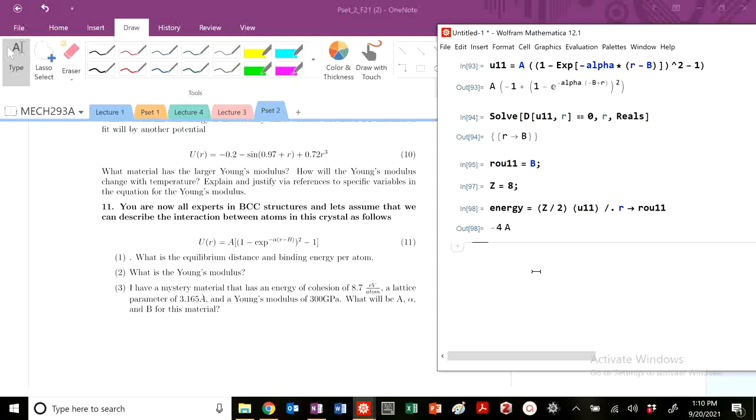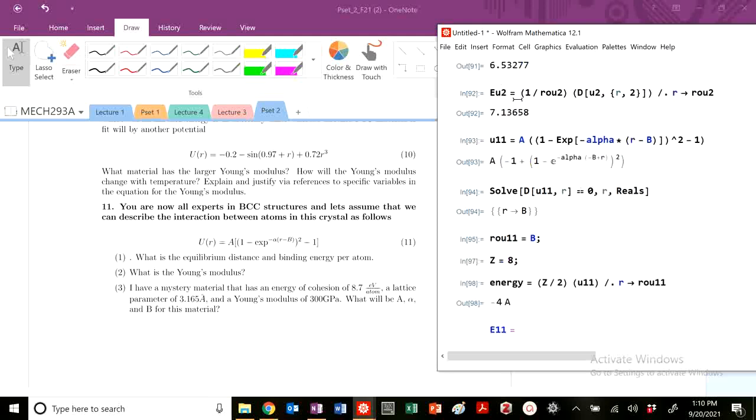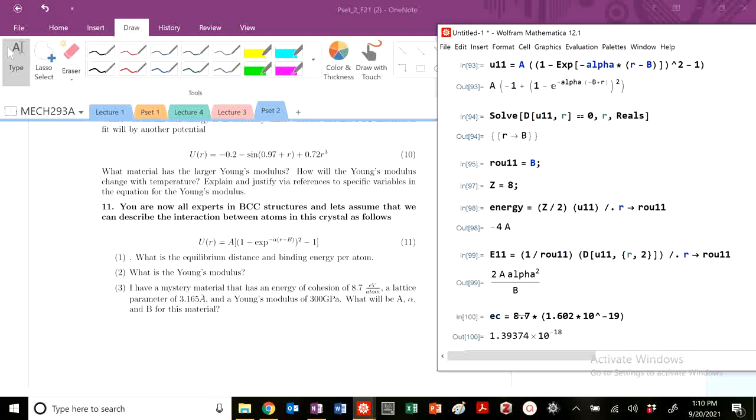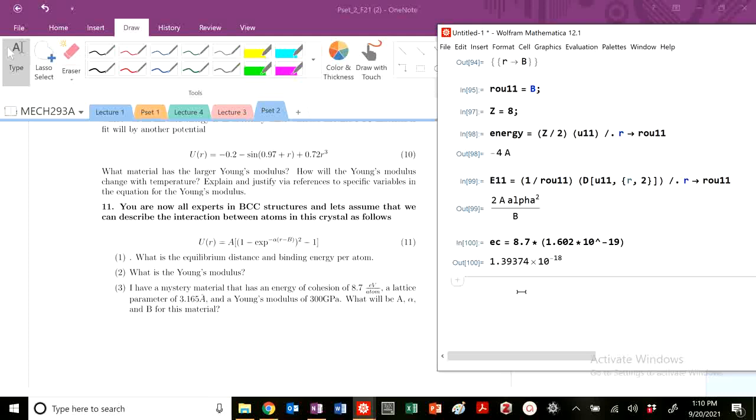All right. Now, what is the Young's modulus? So my E11 is just going to be this equation here. I'm just going to switch it for R naught U11, D11, R naught 1, and there we go. So my EC, energy of cohesion, is 8.7 times 0.602 times 10 to the minus 19th. I want to change that to joules. I need my values in joules. So that's my energy of cohesion.